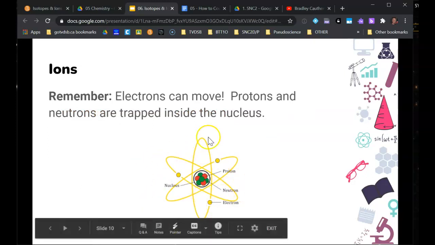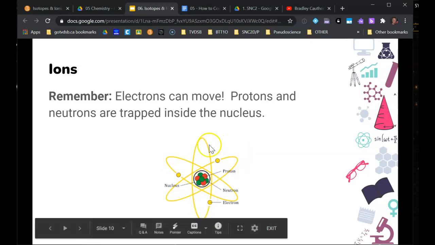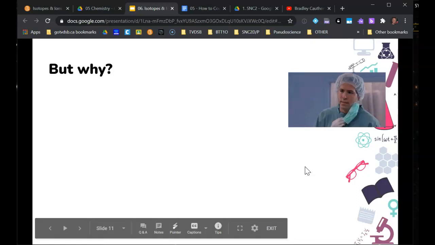Now, a reminder, electrons move, right? Electrons fly around the outside of an atom. The protons and neutrons are trapped inside the nucleus. So this is actually something that is pretty easy to occur. Neutrons, a little bit harder for them to be added or removed from an atom, from the nucleus. Protons, same thing. It's not an easy thing to do, but electrons, because they're already flying around the outside, it's really easy for us to add or remove those from an atom.